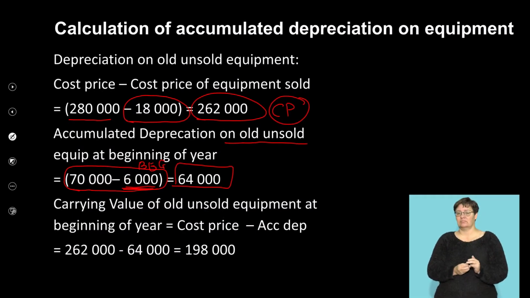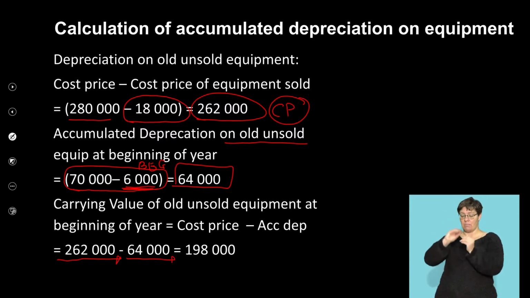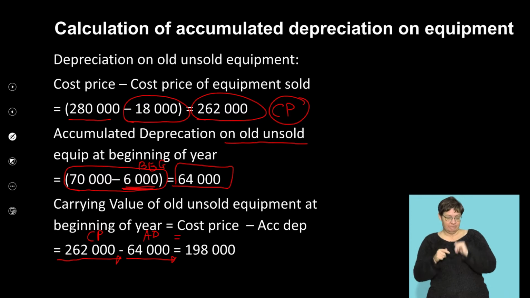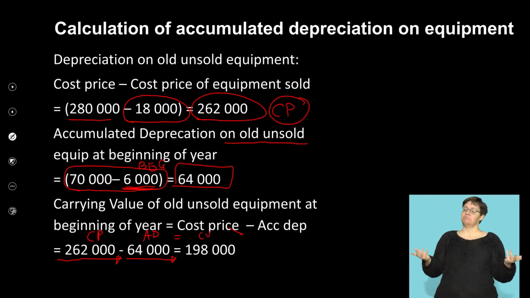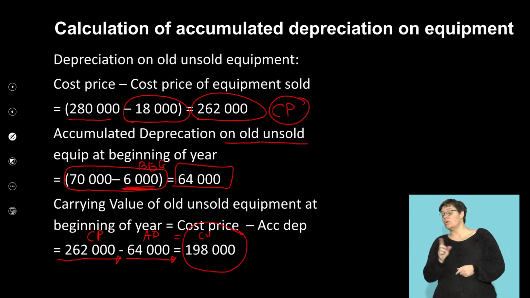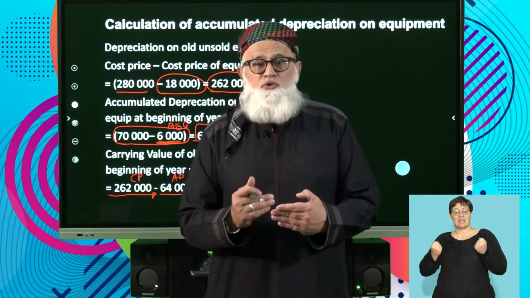So we say fine. The cost price is 262,000. There's my 262,000, which is my cost price, minus my accumulated depreciation at the beginning of the year. So let's just indicate, there's my cost price, there's my accumulated depreciation, and voila, there's the figure that I'm looking for, my carrying value.